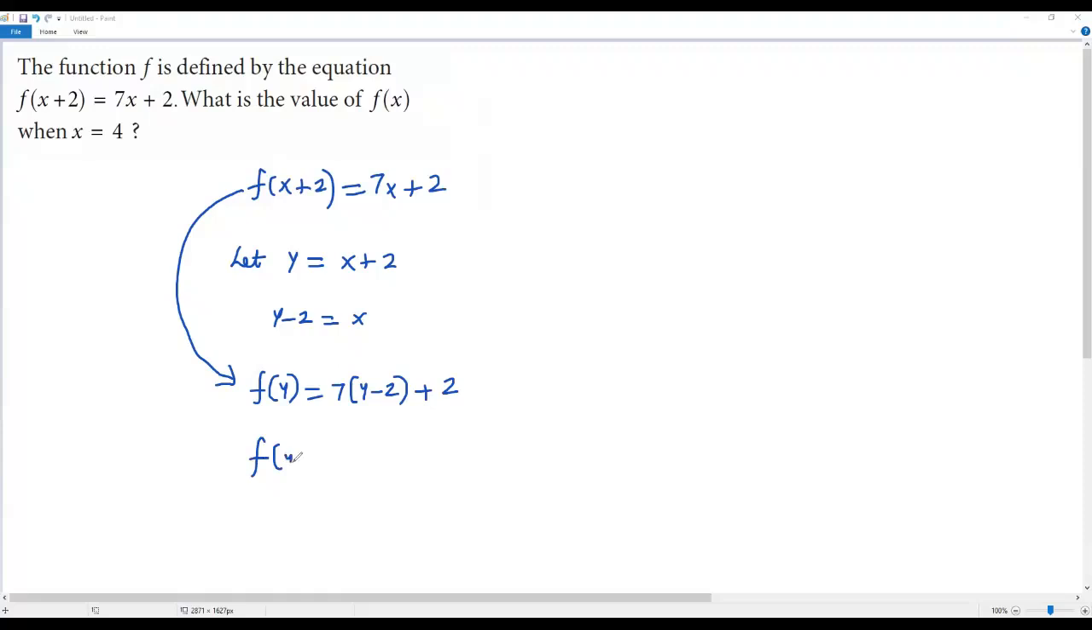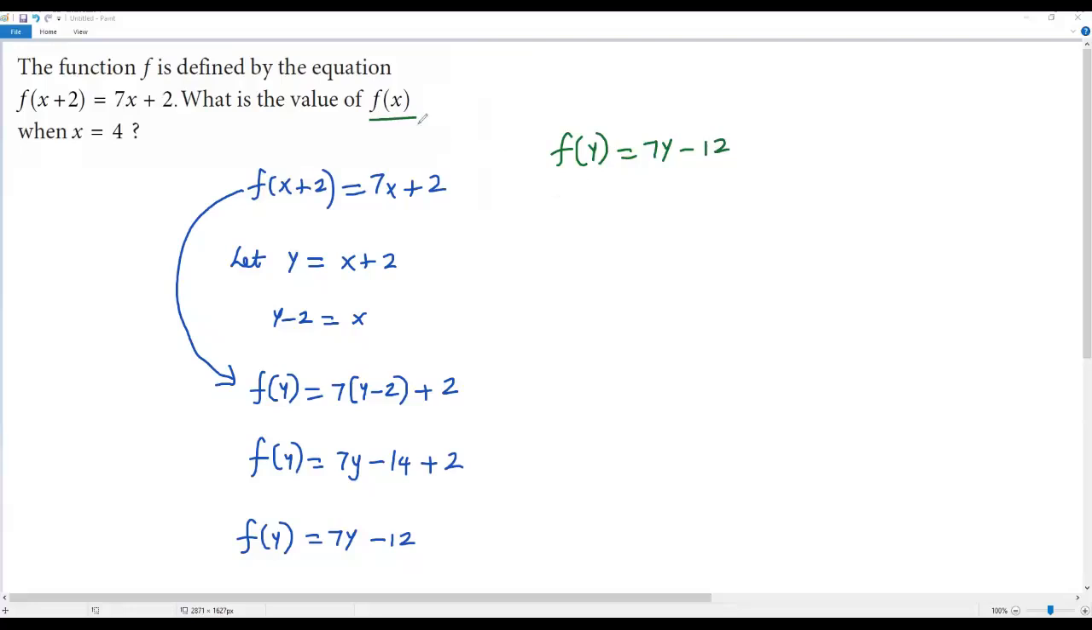So f of y equals, now let's distribute this 7 to y and negative 2, then I'm getting 7y. 7 times negative 2 will be negative 14 plus 2. So f of y equals 7y, and when I combine negative 14 and positive 2, I'm getting negative 12. So almost I got the function in regular form, that is f of y equals 7y minus 12.